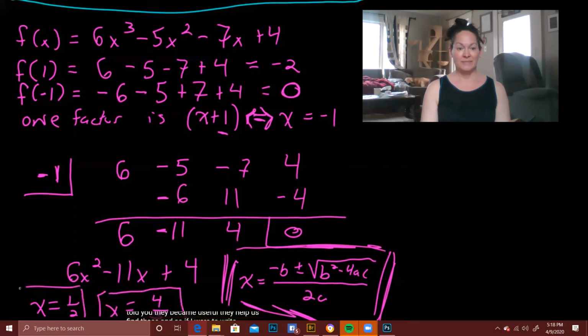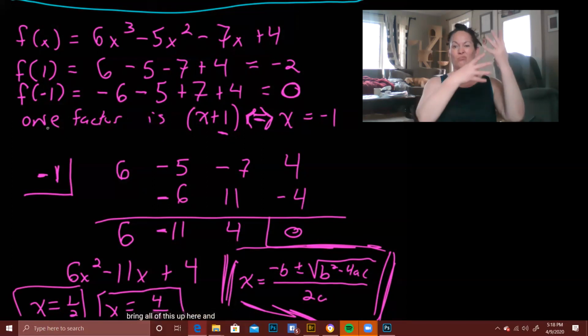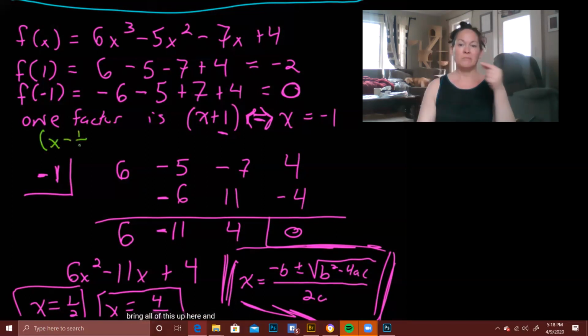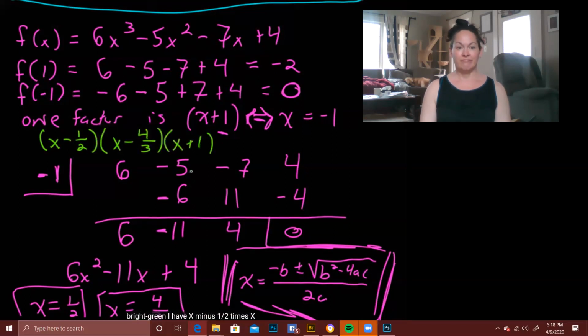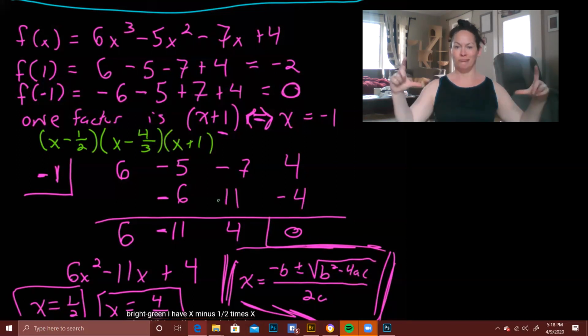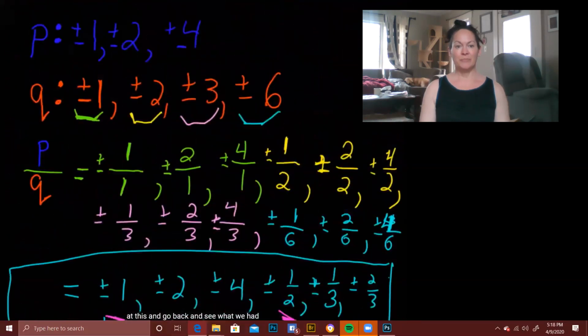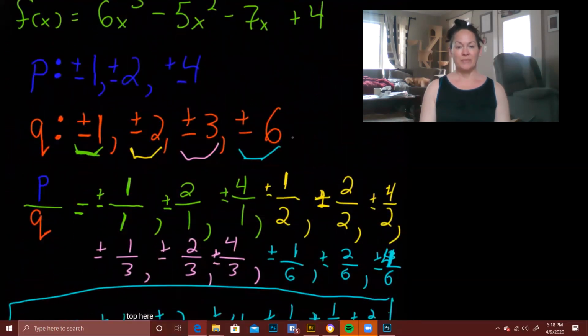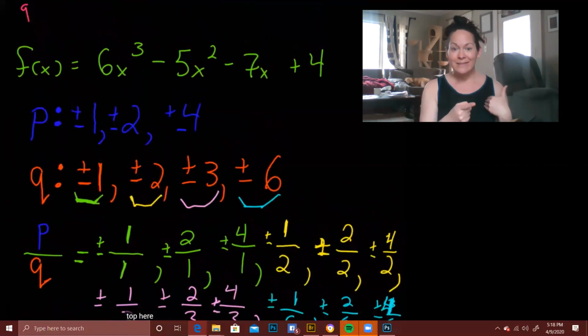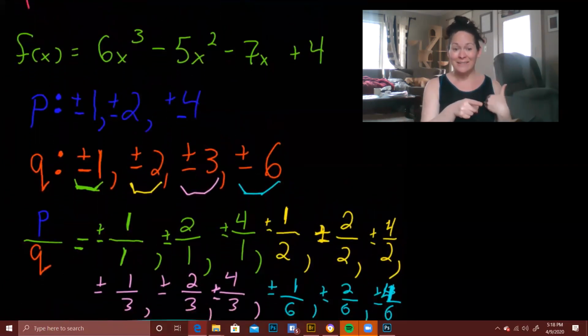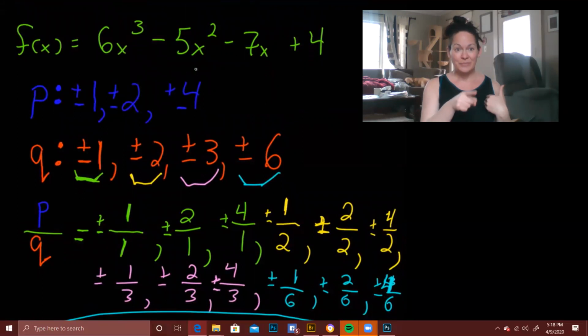And so if I were to write this in its factored form, I'm going to just bring all of this up here in bright green. I have x minus 1/2 times x minus 4/3 times x plus 1. So let's look at this and go back and see what we had. So I'm going to go all the way up to the top here. I had this function: 6x cubed minus 5x squared minus 7x plus 4.